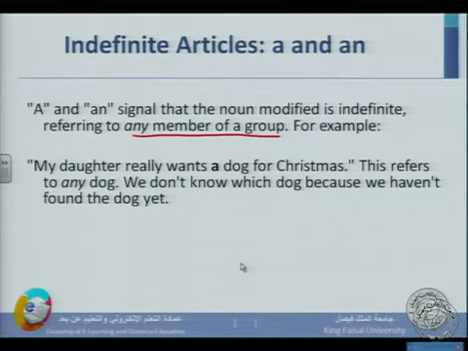Another example: my daughter really wants a dog for Christmas. This refers to any dog. We don't know which dog because we have not found the dog yet. So a dog here actually refers to any dog.